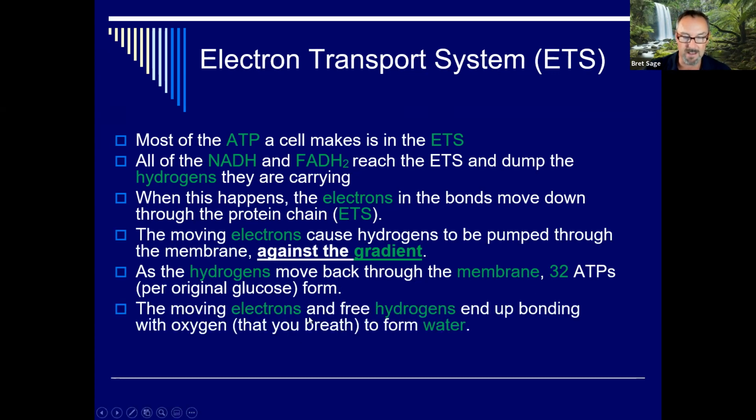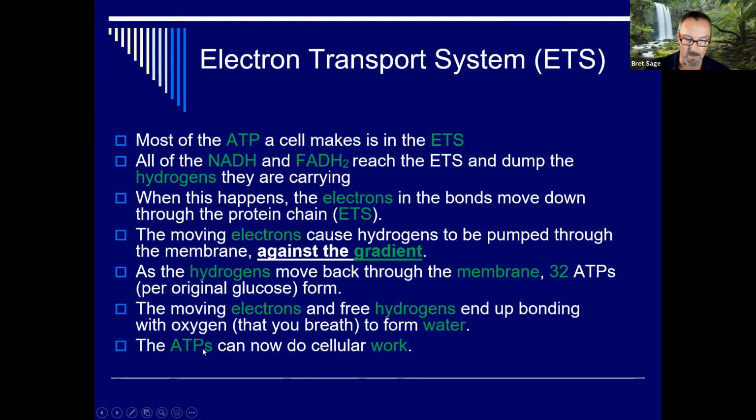The moving electrons have to have a place to go. And those hydrogens that came with them, they need a place to go as well. So what happens is they hook up with oxygen. And when you take oxygen and hydrogen and electrons, what do you get? Water. So this is why we make water in our bodies, because the oxygen that we're breathing and those hydrogens that came in from the Krebs cycle have to form water. And I'll show you why they have to form water when we get to the figure.